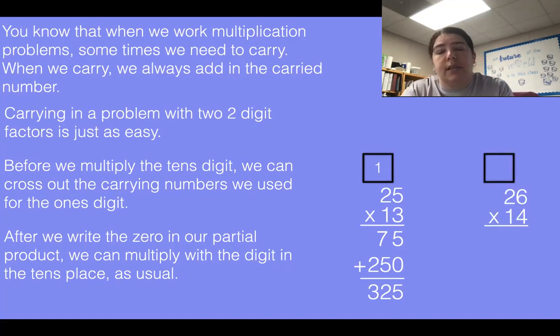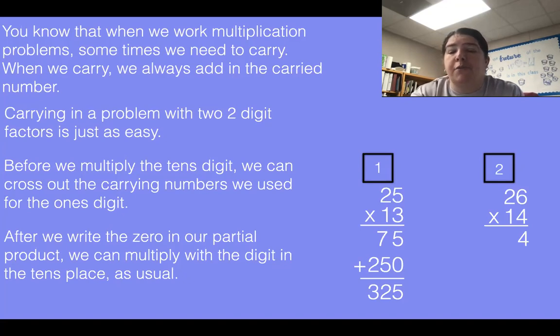Again, 26 times 14. 14 is a two-digit number. So here's how it's going to look. You're going to do 26 times 4, so we start off with simple, with 26 times 4. I'm sorry, 6 times 4 is 24. Put down the 4 and carry your 2. You need to carry that 2, very important.